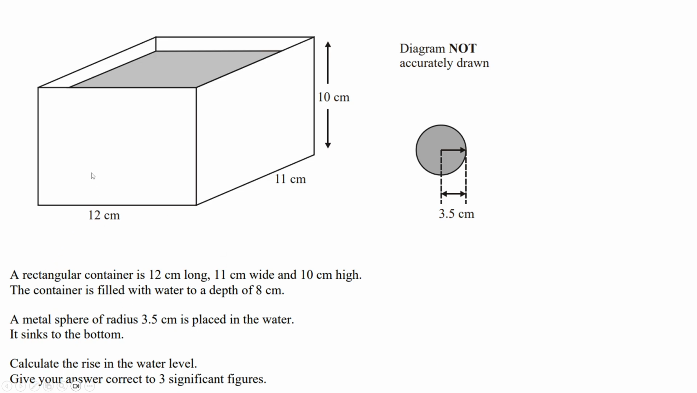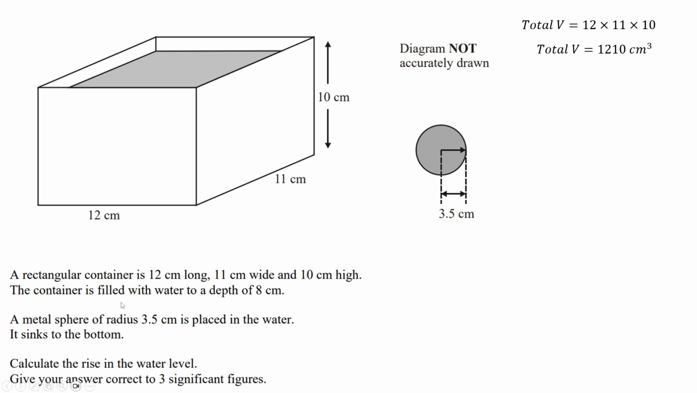We've got this container here with these lengths. And we're told that we drop some spherical ball into it, and it has a radius 3.5. It sinks to the bottom, and it causes the water level to rise by a little bit, obviously. Okay, now the total volume, remember, just always calculate total volume, is just going to be 12 times 11 times 10, which is 1,210, and it's centimeters cubed. Don't forget your units.